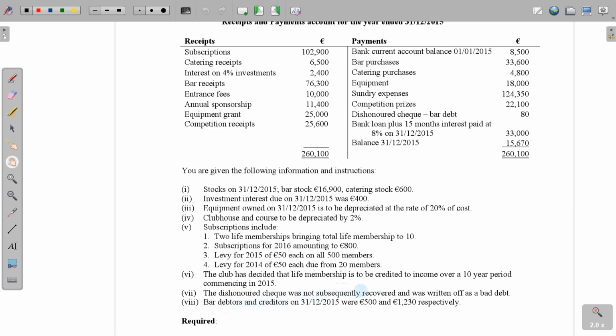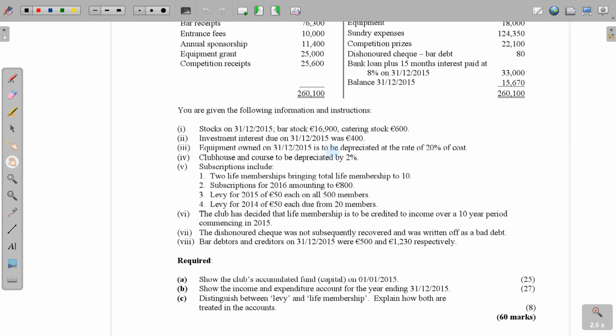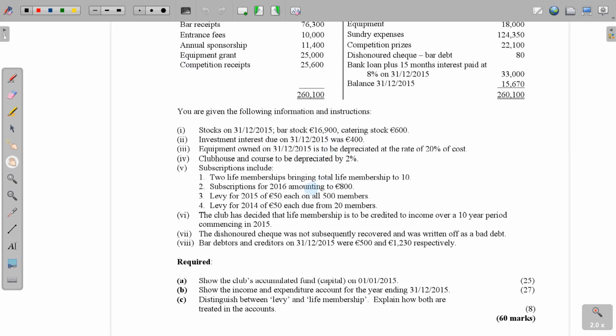something about a dishonored check, so that's not something we see every time this question comes up, and we're told about debtors and creditors at the end of the year. So a very nice question if you enjoy these kinds of club accounts. We need to get the accumulated fund, show the income and expenditure, and a nice theory question: distinguish between a levy and a life membership, and explain how both are treated in the accounts.